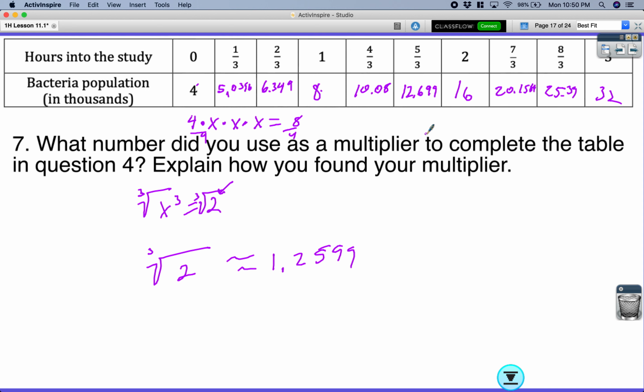Okay, so really quickly, what number did you use as the multiplier to complete the table in question 4? Explain how you found your multiplier. So I explained my multiplier here, and all I did, like I said, is I figured out I started at 4. I multiplied 4 by the same number 3 times, 1, 2, 3, to get to 8. So that's basically saying I would have a growth factor of 2. And to get there, I would just have x times x times x equals 2. So when I solve for just x, I would get the cubed root of 2, which is about 1.2599. So basically, to get from 4 to 20 minutes later, I multiplied 4 by 1.2599, then multiplied this number by 1.2599. And if you have a scientific calculator, guys, you can go ahead and just plug in cubed root 2 to figure out that value, okay?